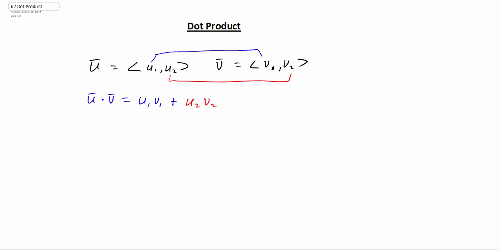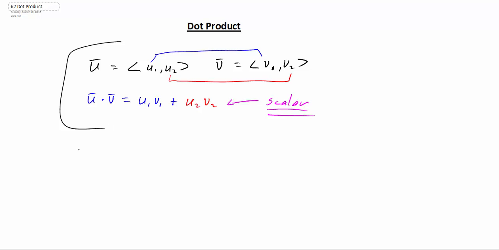Now realize here we're going to end up with numbers, so when we actually add these together, this answer is not going to be a vector. The answer is going to be what we call a scalar. In other words, it's only going to have magnitude. It is not going to have any direction. So here's the formula for your dot product.